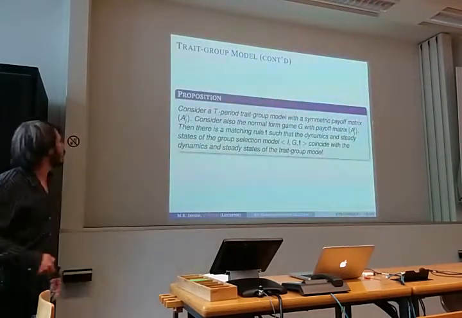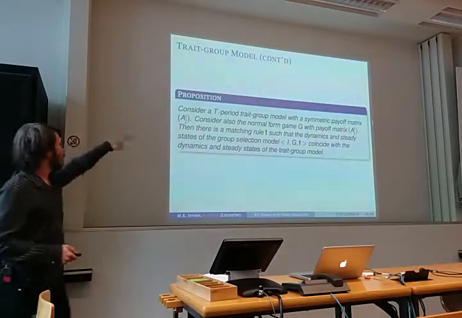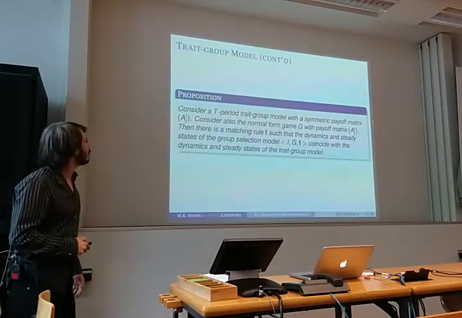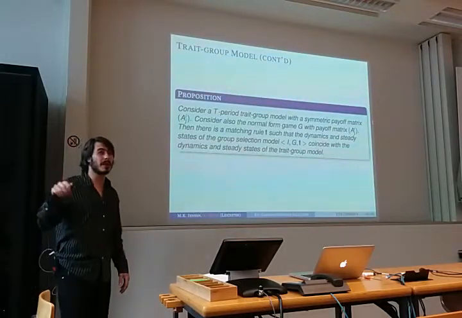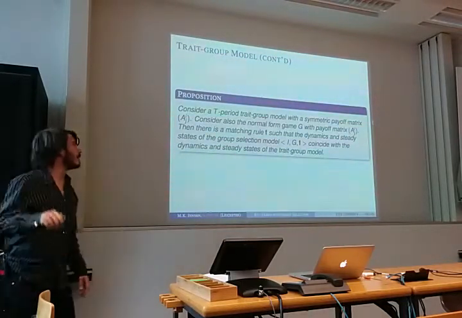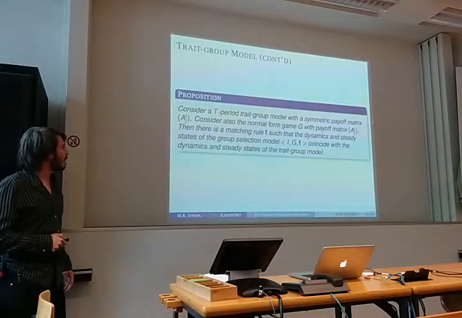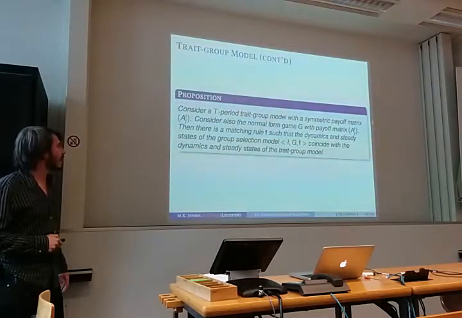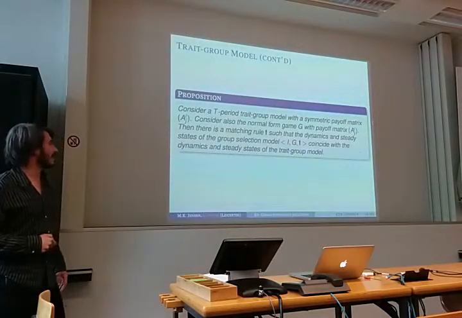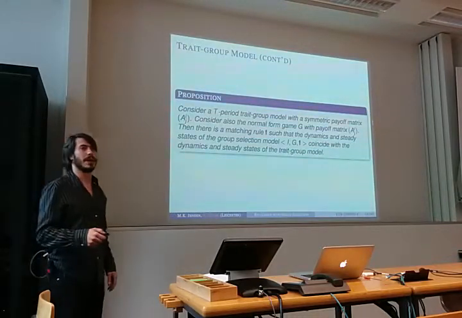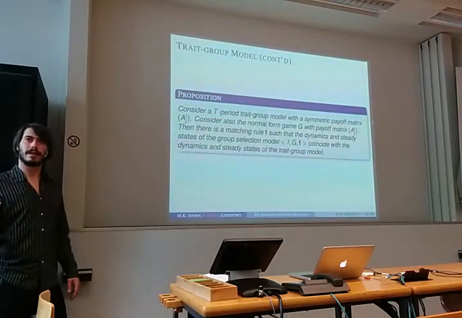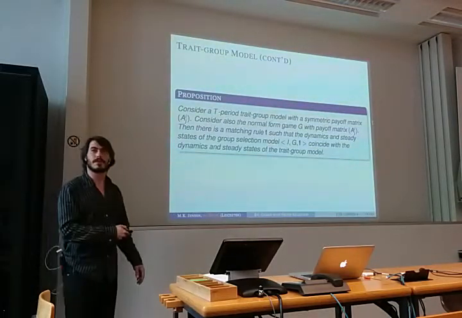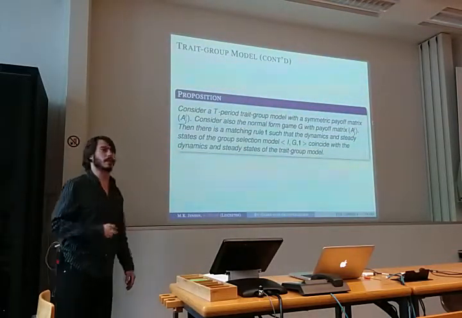So we can prove a proposition here. If you have a T-period trait group model, then we can find a matching rule, not necessarily consistent, such that the dynamics and steady states of the group selection model coincide with the dynamics and steady states of the trait group model. So basically we can use the matching rule idea to study these models, and I'll show you the results.